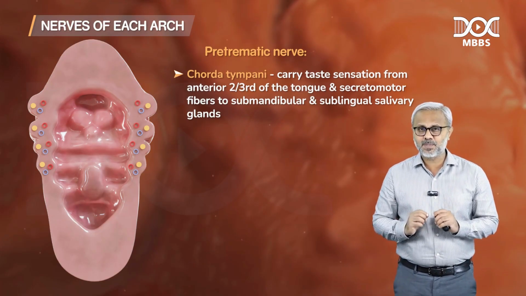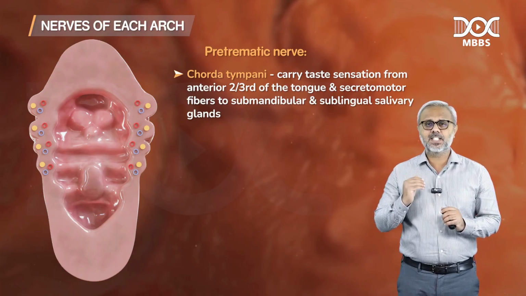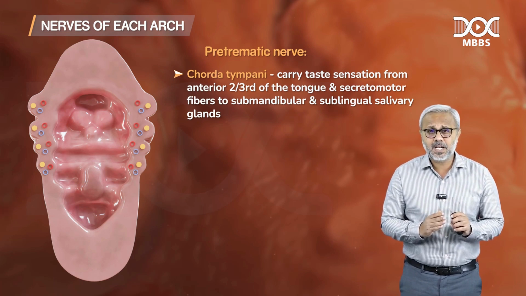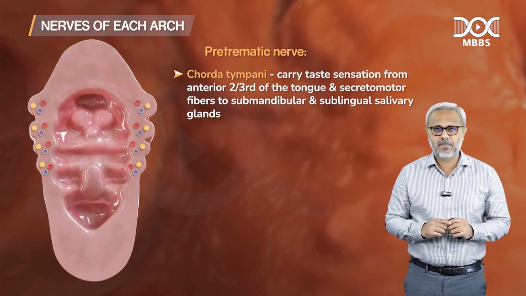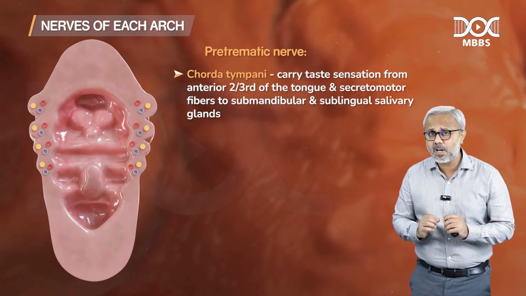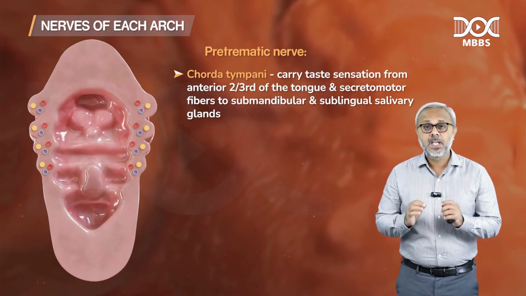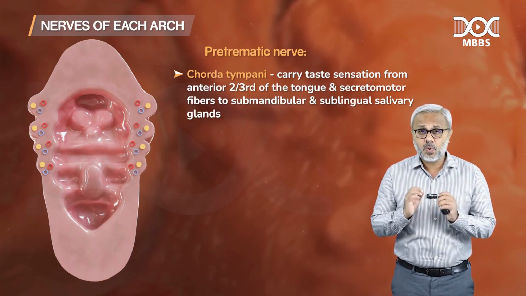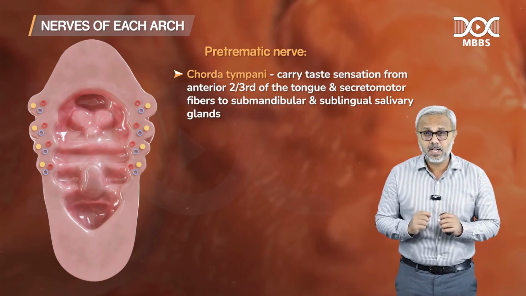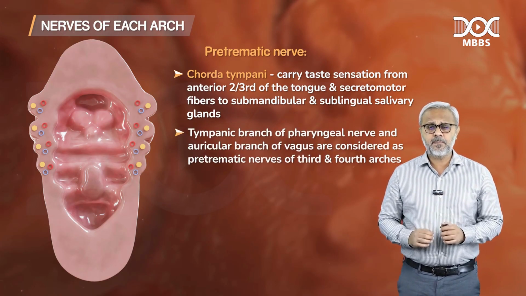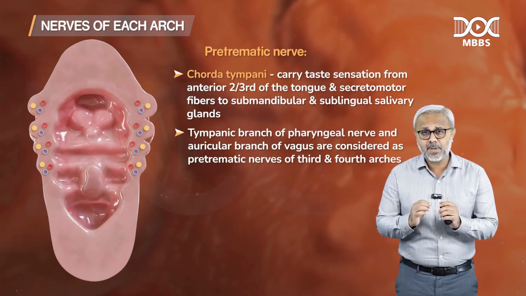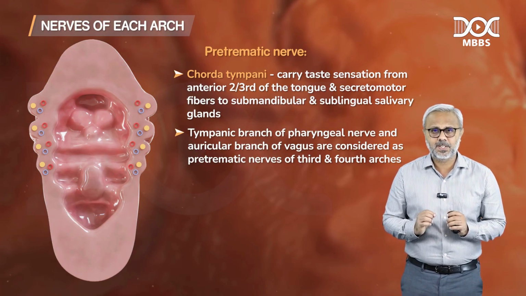As we know, chorda tympani is responsible for carrying the taste sensation from the anterior 2/3 of the tongue and also secretomotor fibers to the submandibular salivary gland and the sublingual salivary gland. So, usually when we define the pre-trematic nerves, it is defined only for the first arch. But in your viva, if you are asked about the pre-trematic nerve of the second and the third arch, remember the tympanic branch of the glossopharyngeal nerve and the auricular branch of vagus are considered as the pre-trematic nerves of the third and the fourth arches.